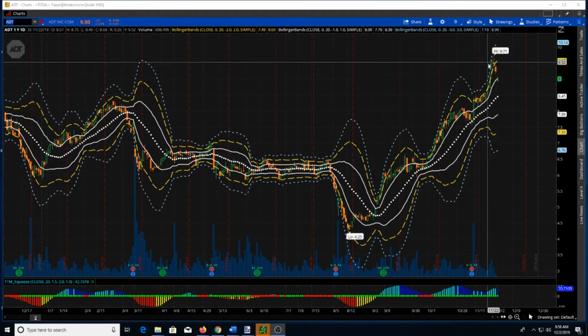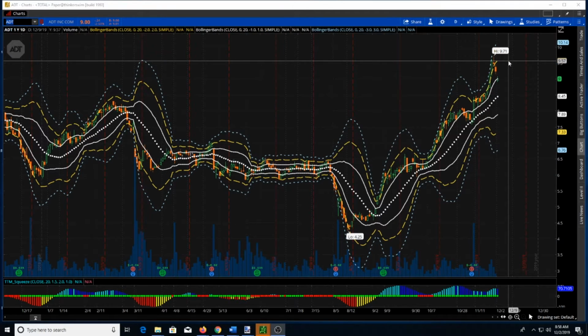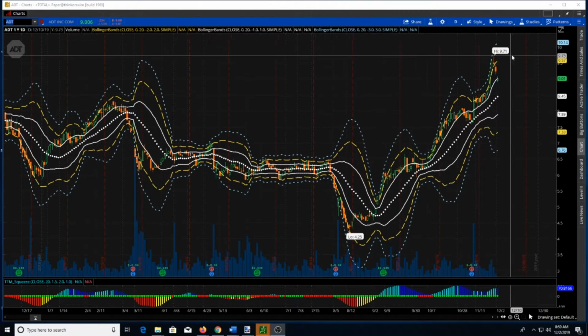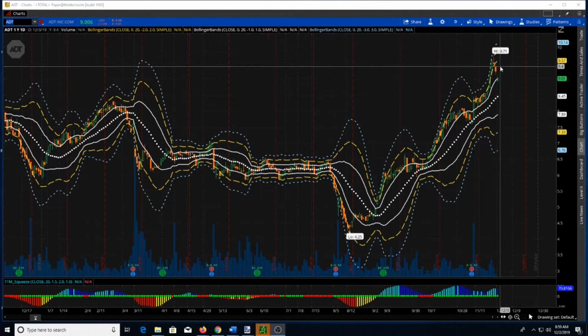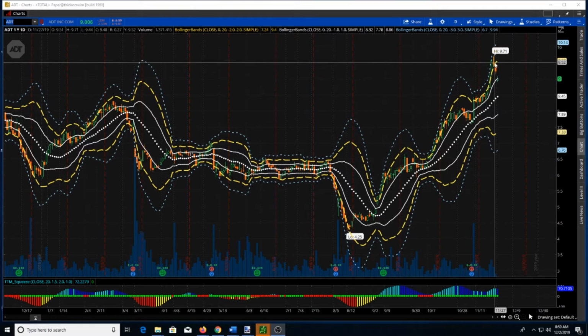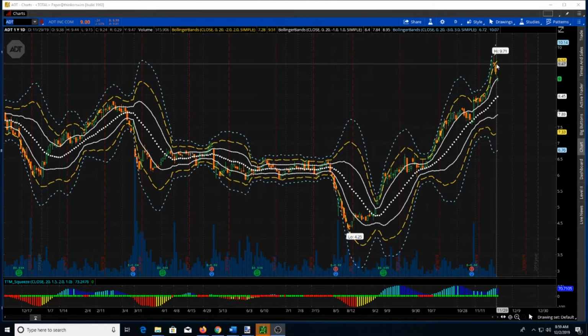What I like about this shooting star is where it occurs. Yes, I've got a good up move that I can see. I also hit a 52-week high and I have bounced off of it. But more importantly to me, I hit a 3 ATR move here. I'm still above a 2 ATR move here when this candle forms. So this would be a perfect short area based on this shooting star pattern.